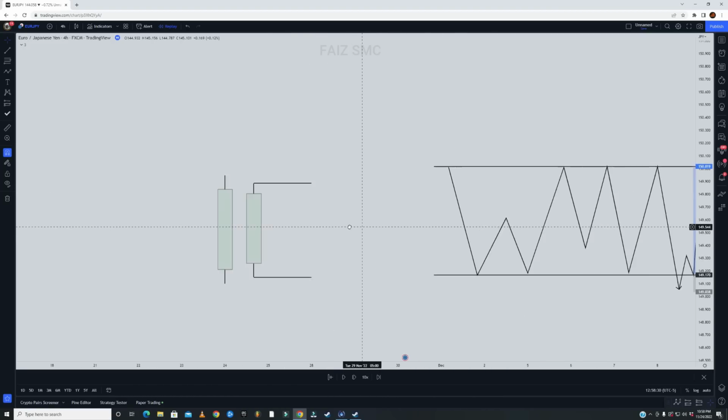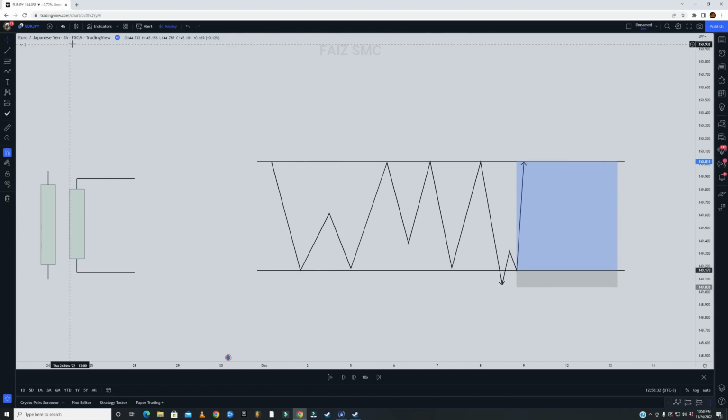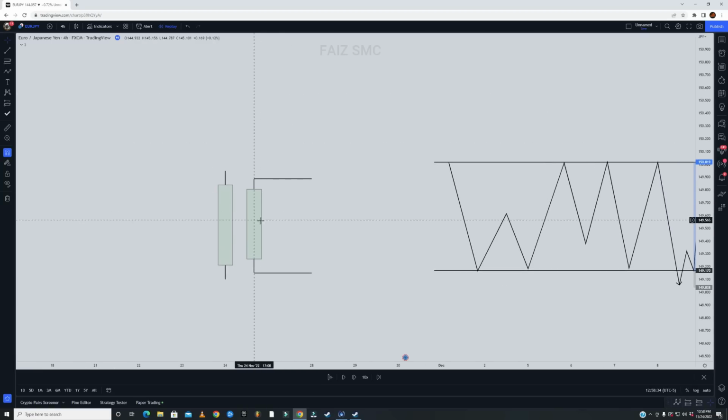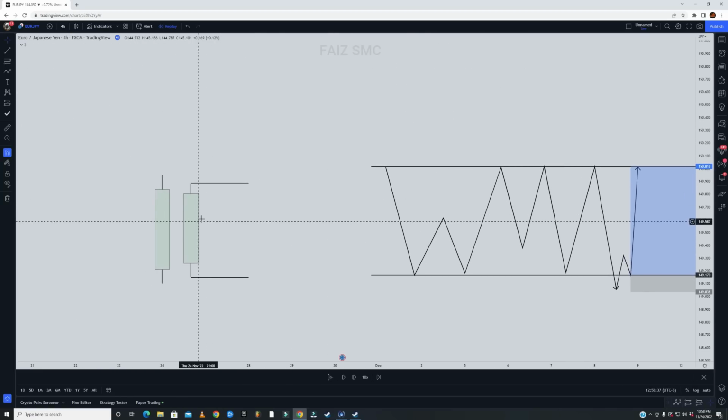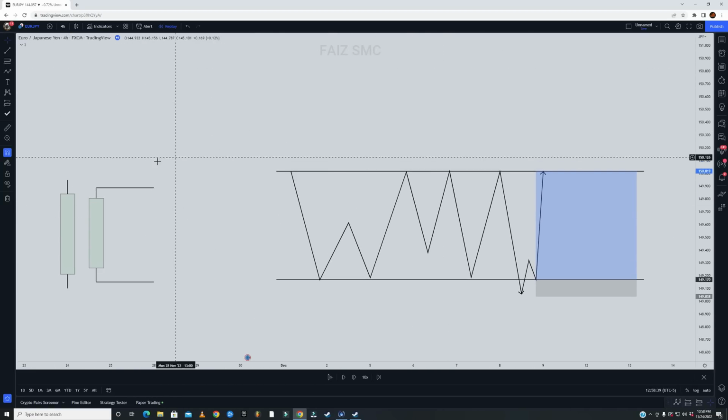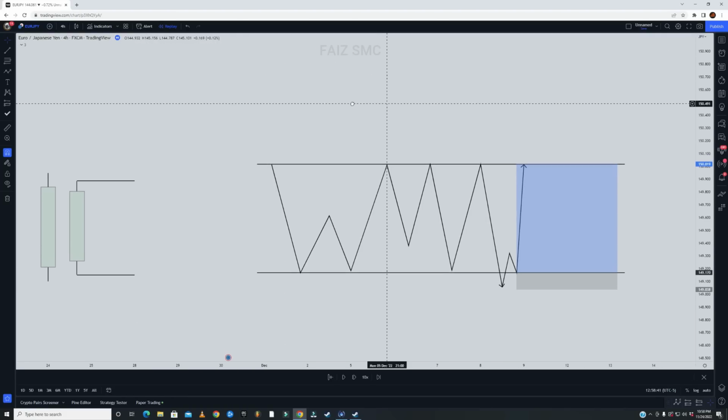When the candle closes, you want to drop down to the 5-minute time frame if you are on a 4-hour time frame. So you mark this candle on a 4-hour time frame. Once the candle closes on a 4-hour time frame, you want to mark the high and low, and then you want to drop down to the 5-minute time frame.